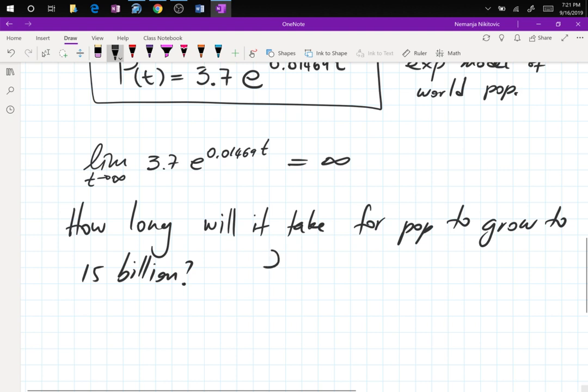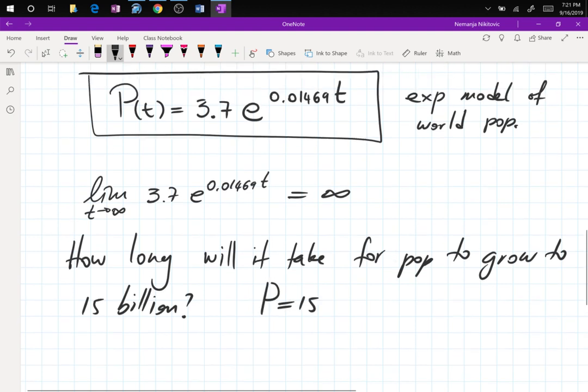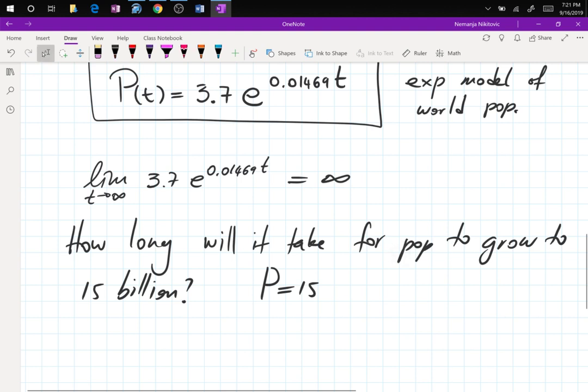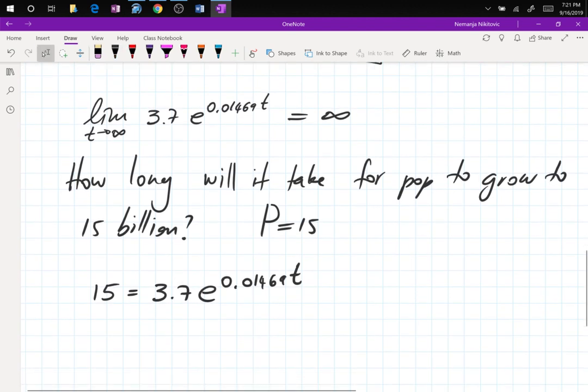Well, you know that your target is P equals 15. You have the exponential model, plug it in. This is not calculus, right? So 15 equals 3.7 e to the 0.01469 t. Divide and use ln. So 15 divided by 3.7 is 4.054, equals e to the 0.01469 t. Hit both sides by ln.